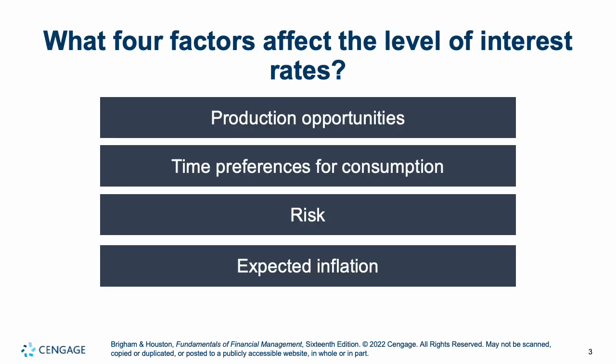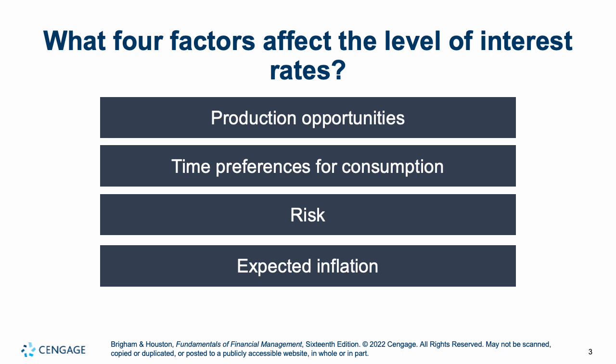So what are four factors that affect the level of interest rates? Number one is production opportunities. Number two, time preferences for consumption. Number three, risk. And number four, expected inflation. The last two are really important when we're looking at rates. Generally, the riskier something is, the higher the rates are going to be, because you have to be compensated for that risk. And as inflation goes up, as we've seen in the real world recently, interest rates go up as well.